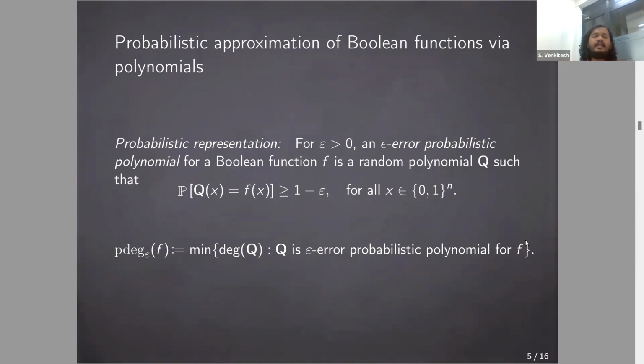Okay, and essentially the remainder of this talk is about understanding the p degree as a complexity measure. So when you talk about exact representations for Boolean functions, the degree is a very natural complexity measure. Similarly, when you talk about probabilistic representations of Boolean functions using polynomials, the probabilistic degree becomes a very natural complexity measure. And we want to understand this in different settings for different classes of Boolean functions. All right. So yeah, that's the overall theme for this talk.